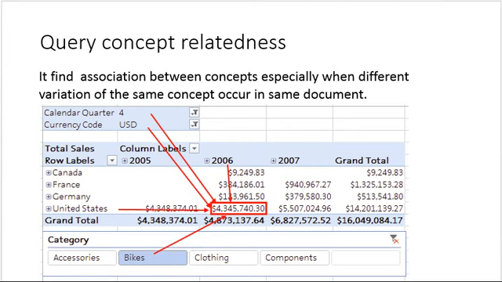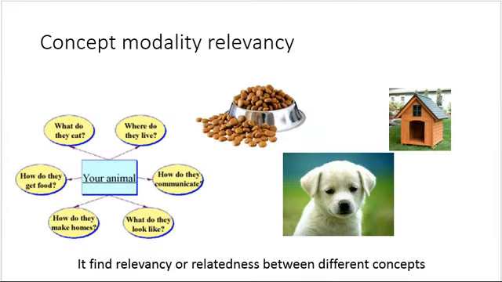Then query concept relatedness. So if you want to search something in USD, something from United States, something in year 2007, something with respect to purchase and selling with respect to bike, something in calendar quarter 4, this number basically relates to all these queries. So we should have query concept relatedness where there is a relation between what query you fire and what answer you should get. That term should be related with respect to the query. Similarly, concept modality relevancy is if you say your animal is dog, then where it lives, what it eats, etc. could be its relevant values. So while searching, it will connect those values also into the dictionary search.